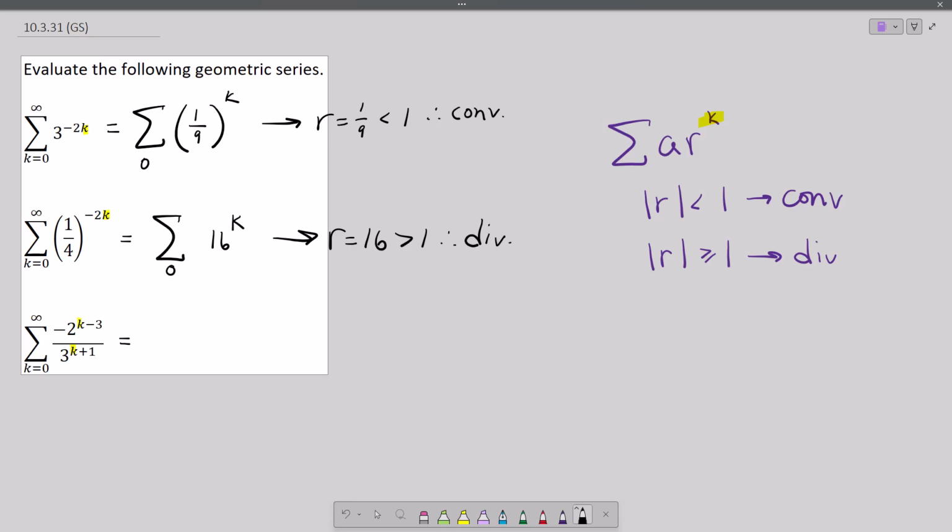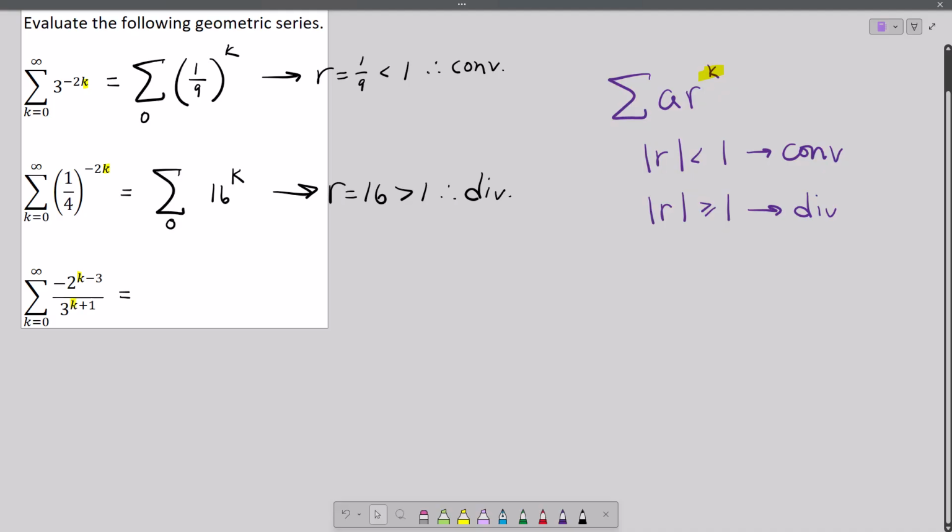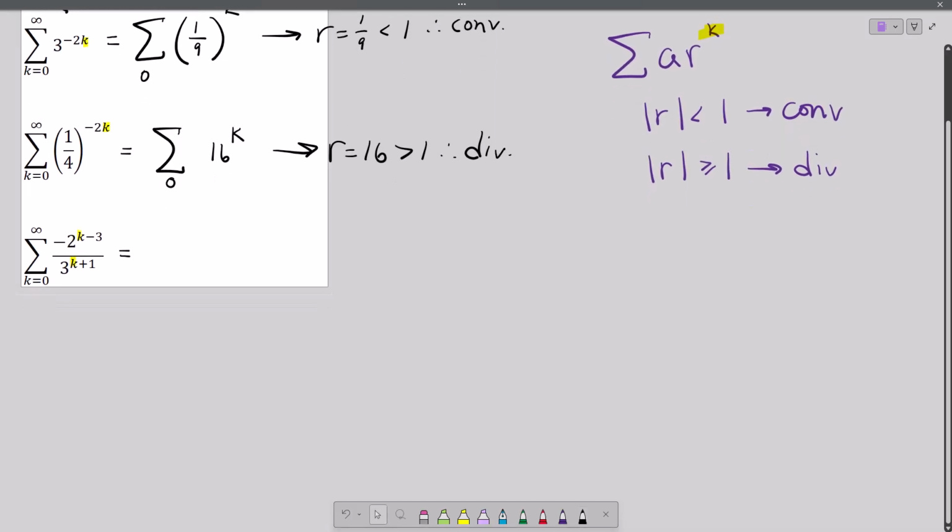Now when it says evaluate, if it does converge, do you want us to get the number? If it says evaluate, yes. Good point. I'm kind of rushing through these because it's time for break. We'll find the evaluation right after break. We'll just do the converge-diverge piece first. But yes, if it says evaluate, you want to find the actual sum of the series.